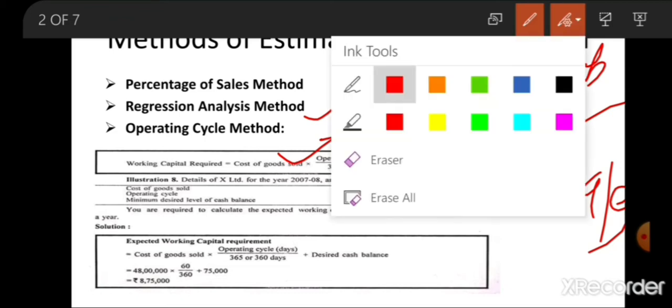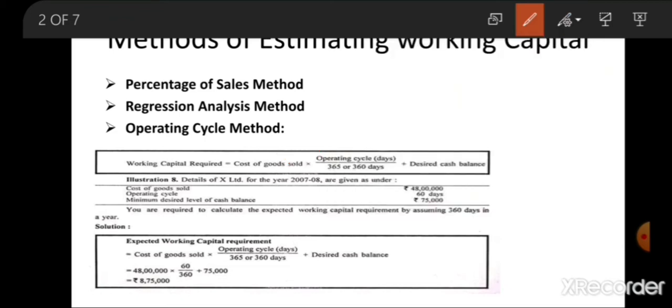So next we have the most important method, that is the operating cycle method. We use this method basically for calculating working capital requirement. I have already discussed much about this operating cycle method, right, in my previous lecture.